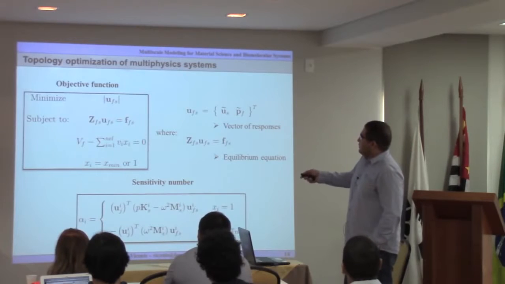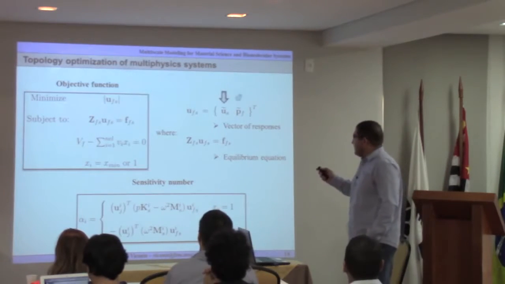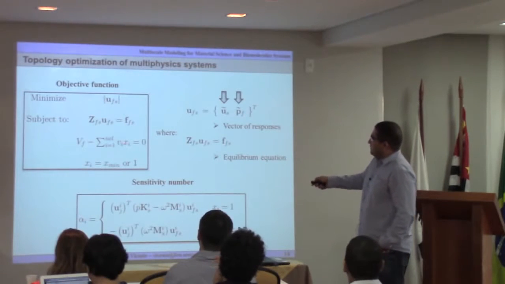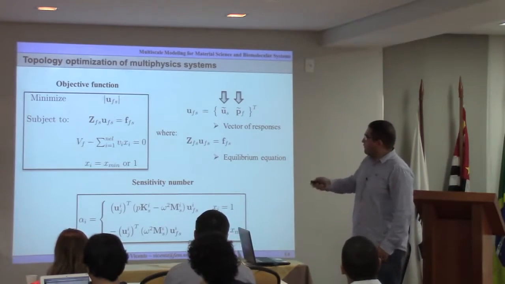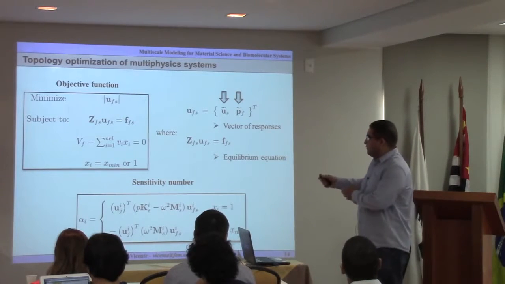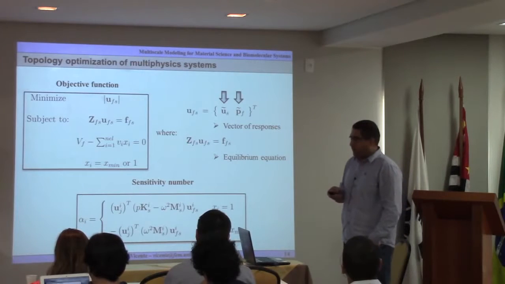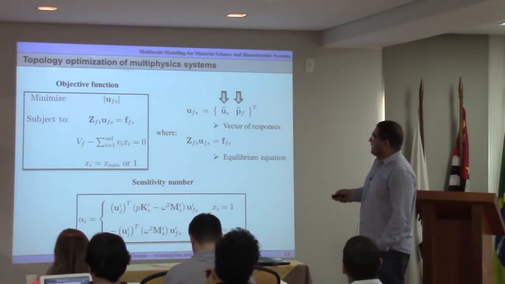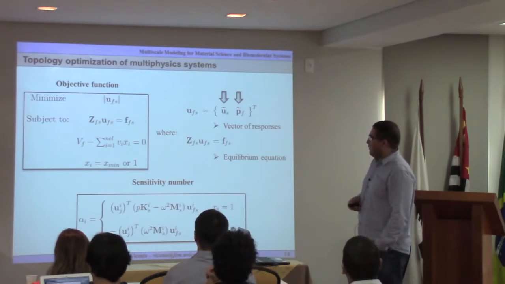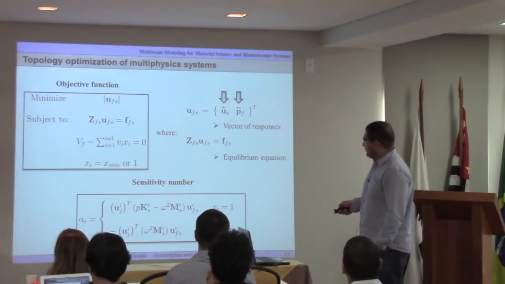So, as objective function, we want to minimize the displacement in the fluid, subject to the equilibrium equation, and as was said before, always in this kind of optimization, we have a prescribed final volume. So the equilibrium equation and final volume will be the constraints of our optimization problem.